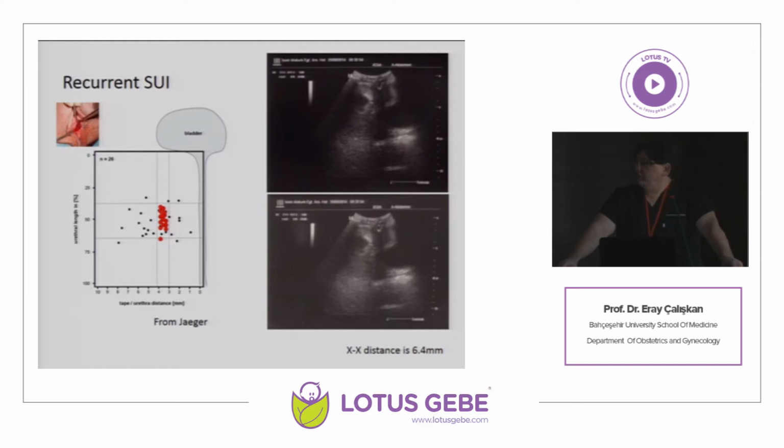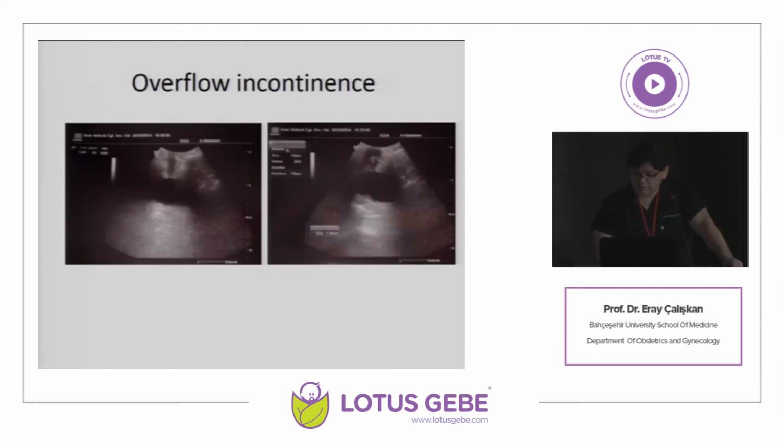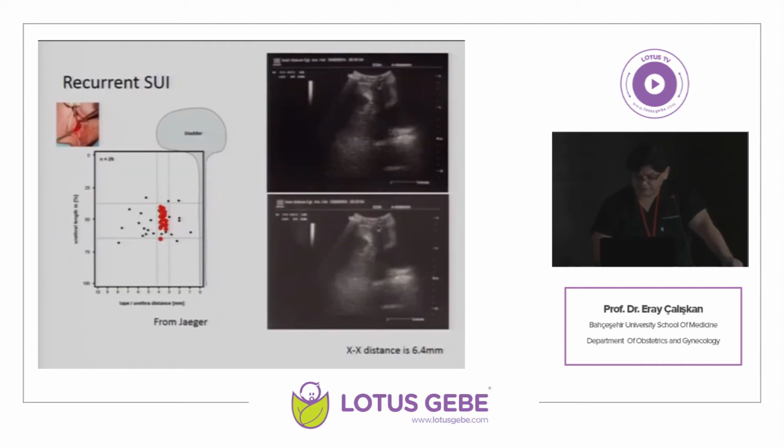In case of recurrent stress urinary incontinence, you can check the mesh, what happened, what was wrong. You see, here is the mesh, here is the mesh, and it has a little bit of shrinkage. There is a shrinkage of the mesh.